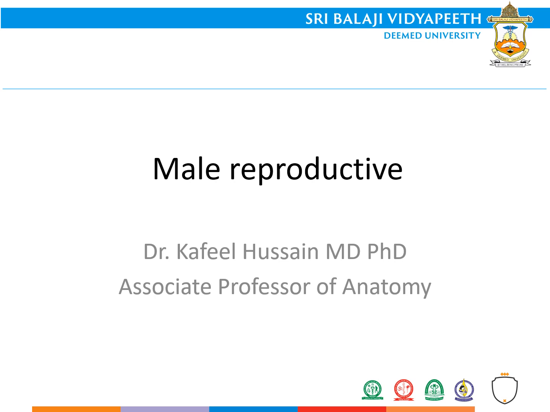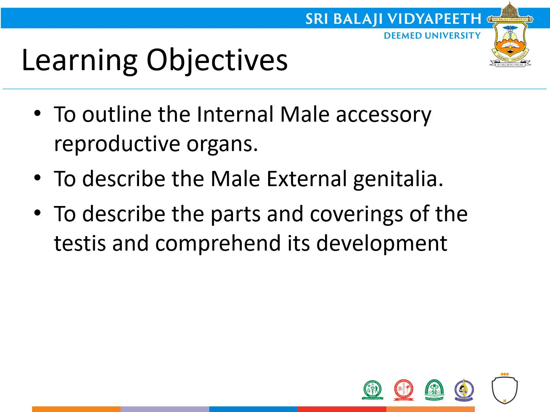Welcome to this session on the male reproductive system. Specific learning objectives of this session are to outline the internal male accessory reproductive organs, to describe the male external genitalia, and to describe the parts and coverings of the testis.